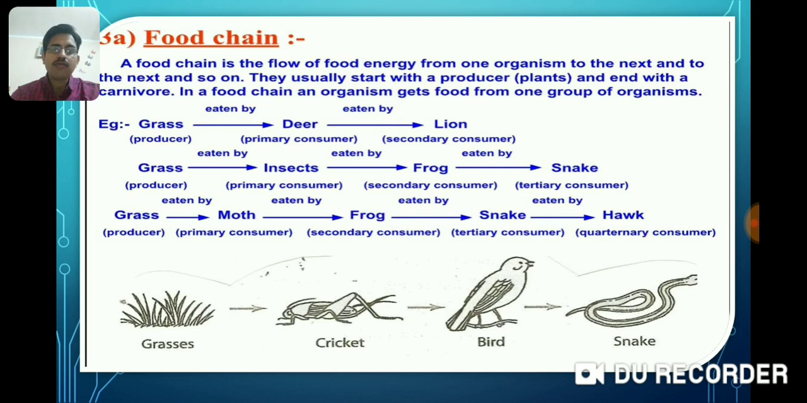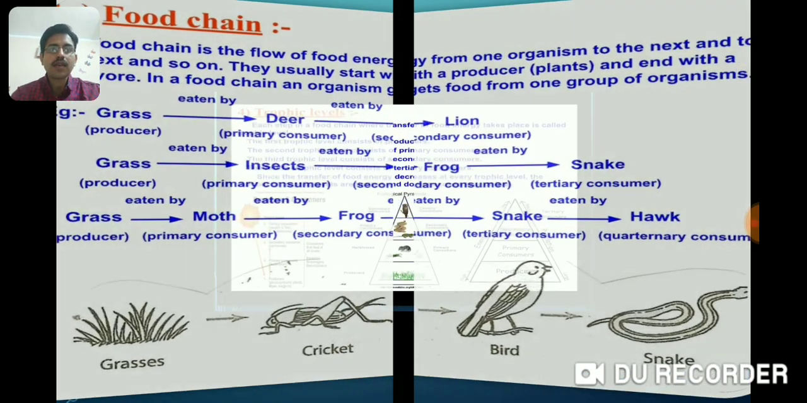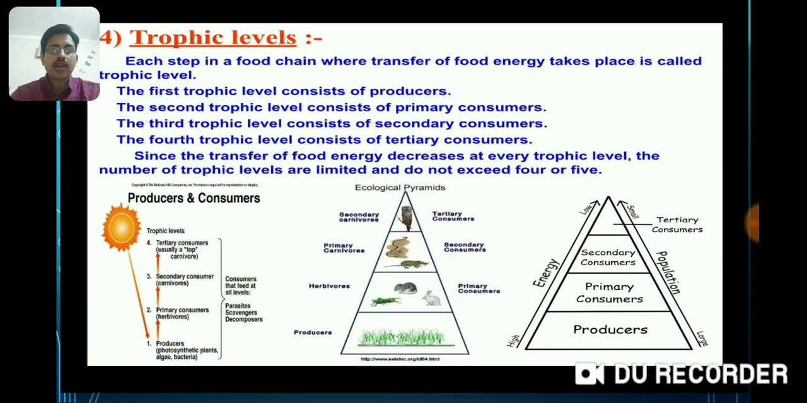This is because when the energy transfers from one organism to another, there is a decline in the energy, due to which a food chain can support only 4 to 5 trophic levels. Trophic levels that we are talking about is actually the name given to every step of the food chain where transfer of food energy takes place in the ecosystem. The first trophic level consists always of producers, the second trophic level consists of primary consumers, the third trophic level consists of secondary consumers, and the fourth trophic level consists of tertiary consumers. Since the transfer of food energy decreases at every trophic level, the number of trophic levels are limited and do not exceed 4 or 5.